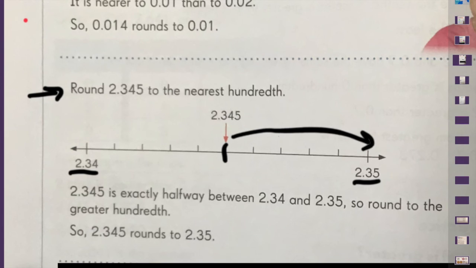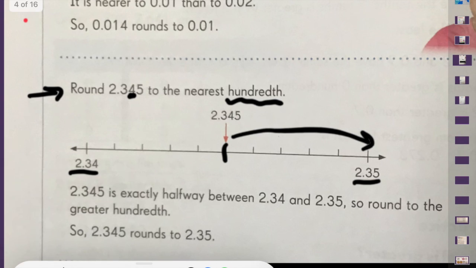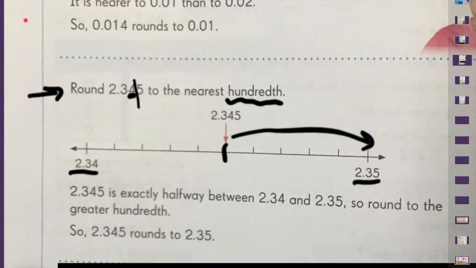Another way of thinking about this is to underline the place value to which you're rounding. We'd underline the 4 because we're rounding to the hundredths. And then we could draw that back door, and we can say, okay, who's knocking at the back door? We have 5, and we remember our saying, 5 or above, we give it a shove.